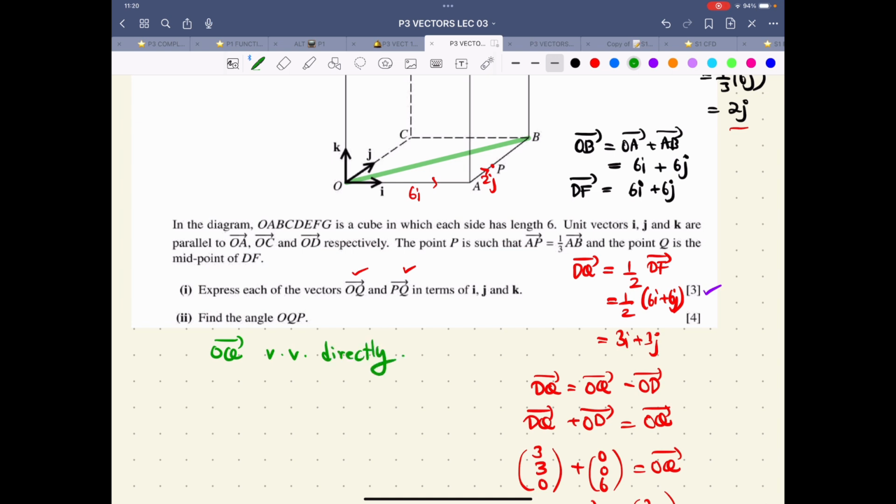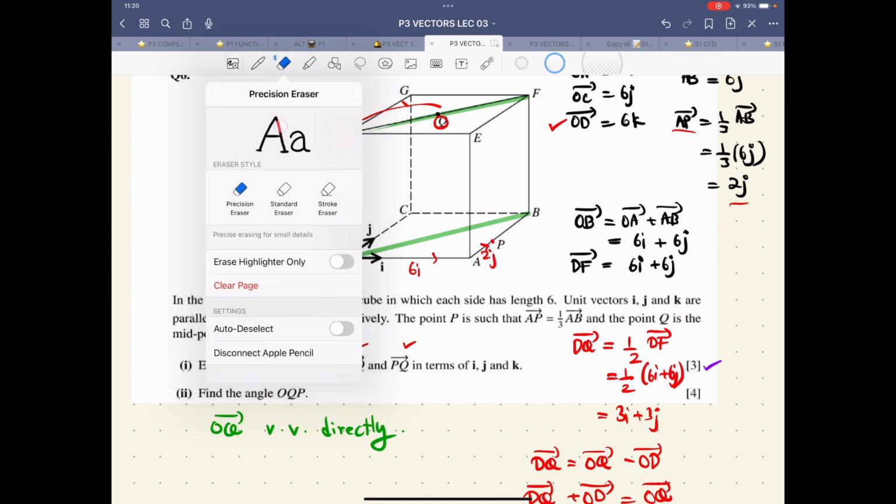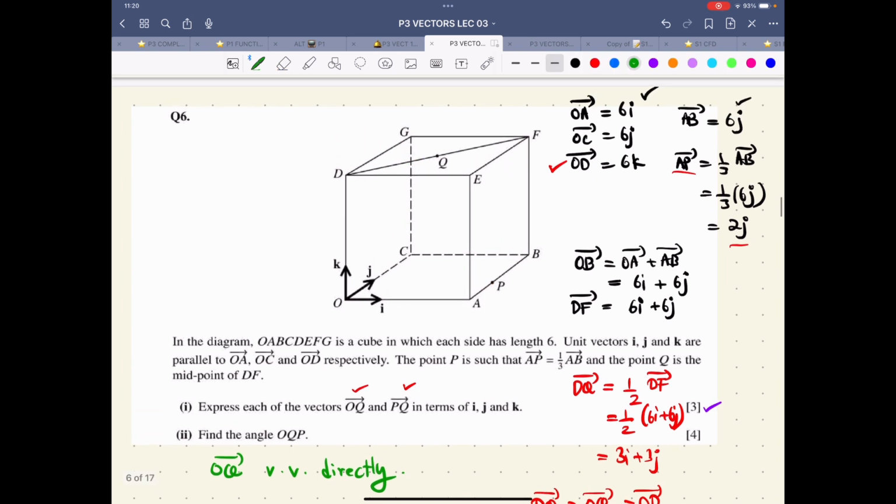So if I want to find OQ very, very directly, let me erase all these things over here so that it's easier. Now this Q is in the middle. So basically you are going halfway this way and half in this direction. Keep in mind, this is a 3D diagram, so don't expect it to look the same as a real diagram, because this is a 2D thing that we are doing. So this is 3j, and this is actually 3i. This thing would be 3j, and this thing should be 6k.